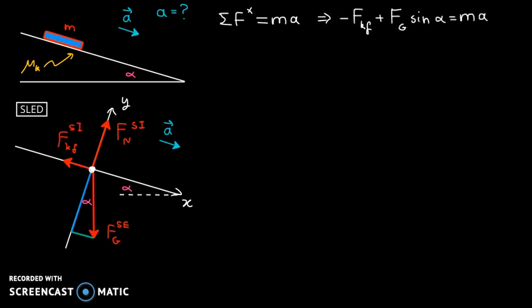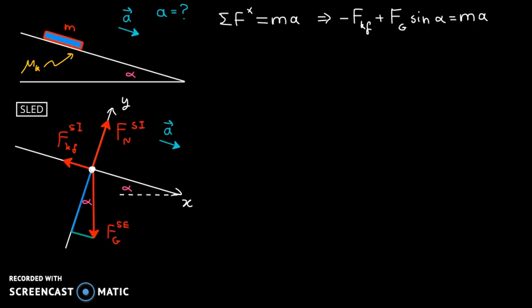Here I have expanded the left-hand side of my equation. I have negative FKF plus FG sine alpha equals ma, mass times acceleration. Note the positive and negative signs, because down the incline is my positive x direction. Kinetic friction force is negative and the x component of F sub g is positive.